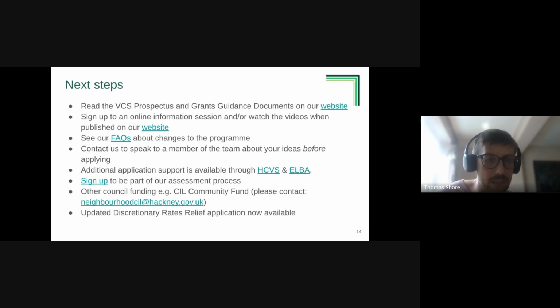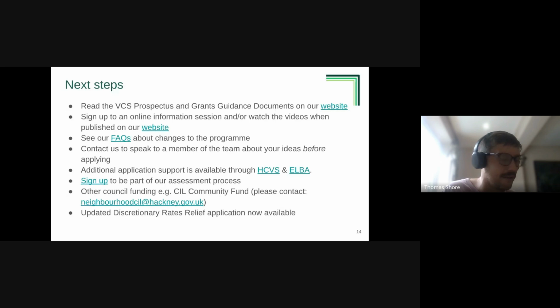There'll be additional application support through Hackney CVS and East London Business Association. If you have any questions, they'll be able to help with applications as well. You can also sign up to be part of our assessment process. It's really useful to have lots of different people come on our assessment process, especially people working from voluntary sector organisations and working directly with residents.